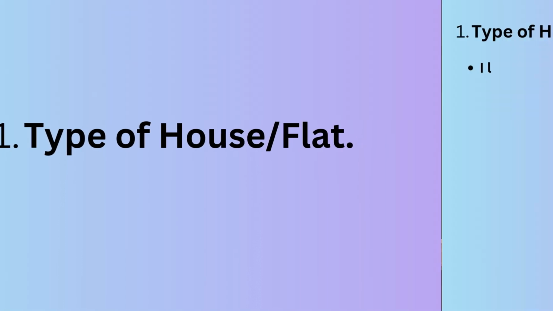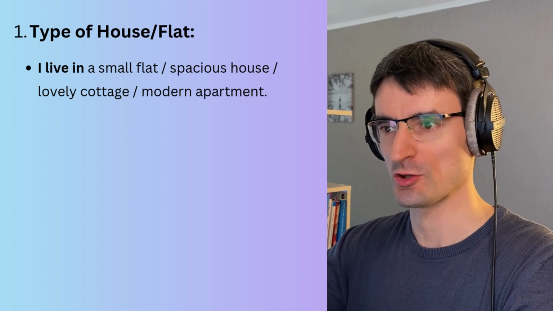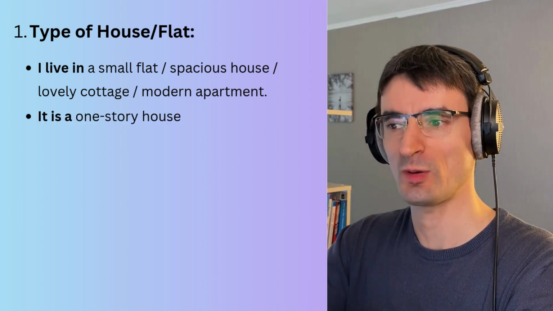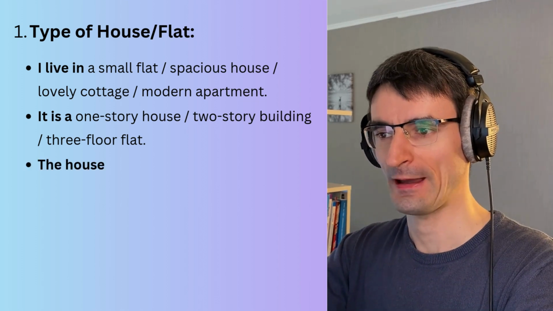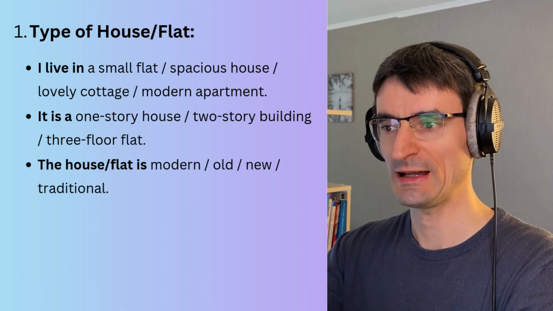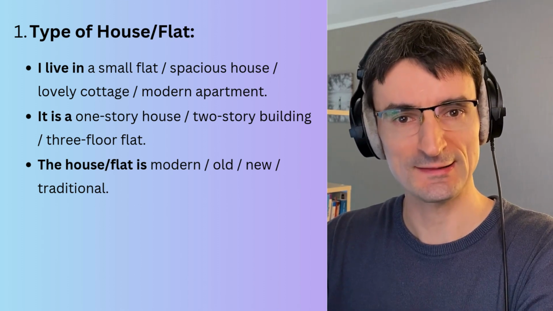Type of house. I live in a small flat or spacious house or lovely cottage or modern apartment. It is a one-story house or two-story building or a three-floor flat. The house is modern or the flat is new. Now describe your house or flat using these sentence patterns.